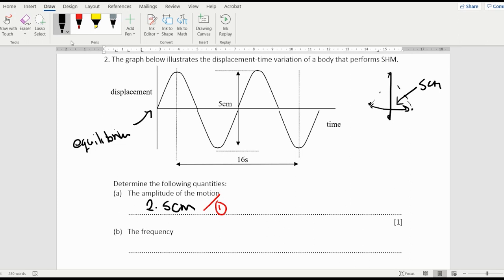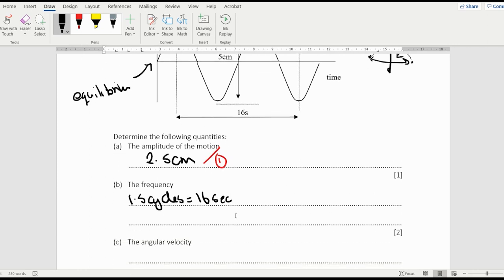The frequency. So I know that it takes 16 seconds to go one cycle and half a cycle. So 1.5 cycles equals 16 seconds. Okay, so 1 cycle is 16 divided by 1.5, which is 10.66 seconds. Okay, so 16 divided by 1.5, yep, 10.66. And then frequency is 1 over the time period, so that's going to be 1 divided by 10.66, so 1 divided by that.